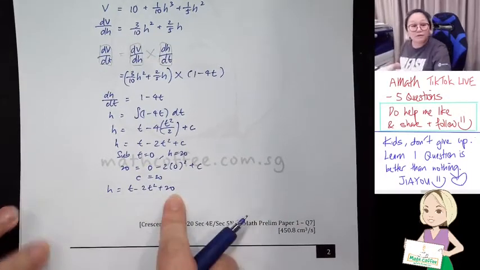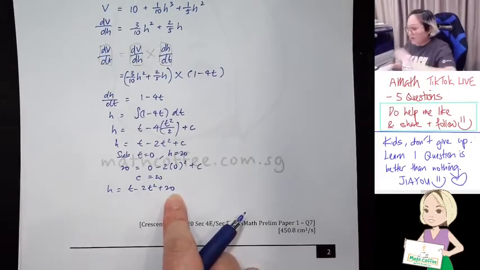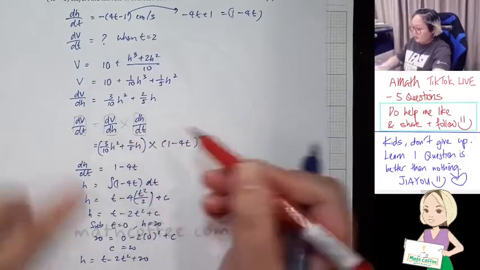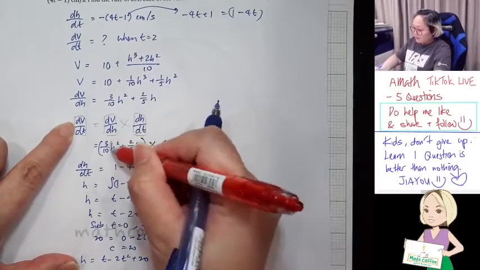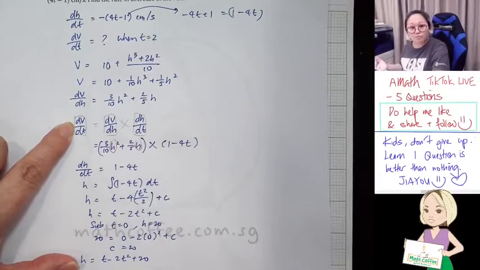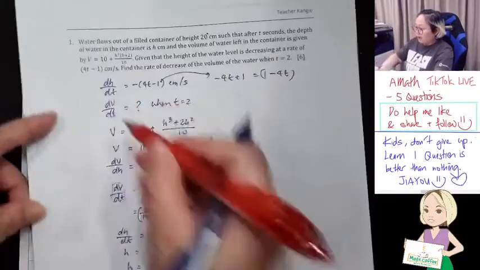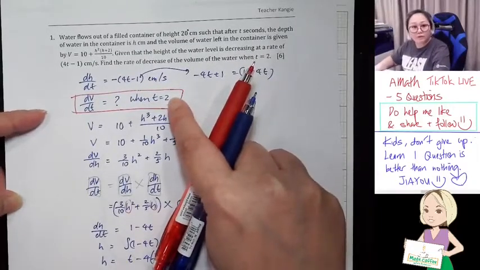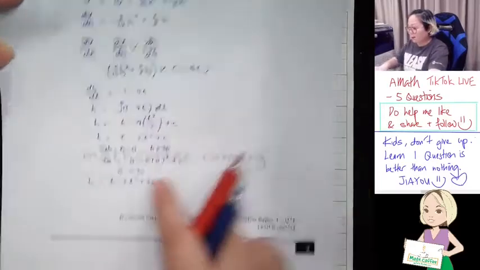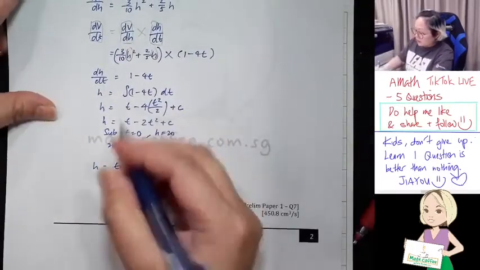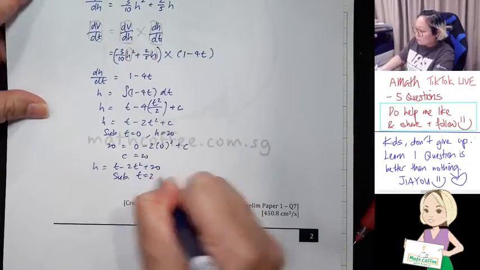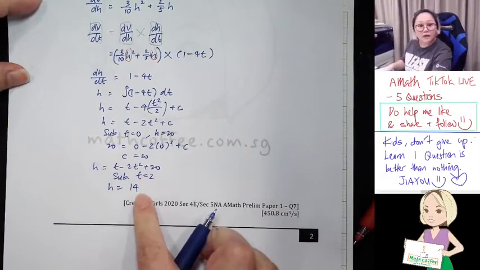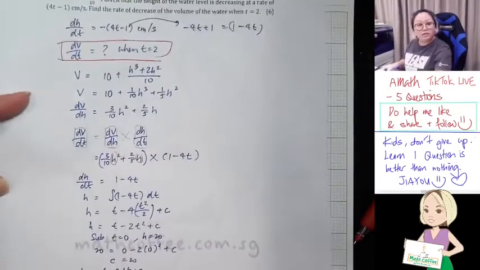So now you see you have h in terms of t. Because over here, when I'm trying to find my dV/dt, there is an h here whereby I don't know what's the value. I only know that I'm supposed to find my dV/dt when t equals 2, but they did not tell me what h I have to sub in. So in this case, I will have to find h in terms of t. Over here, I will sub the t equals 2, and then I will get h equals 14.